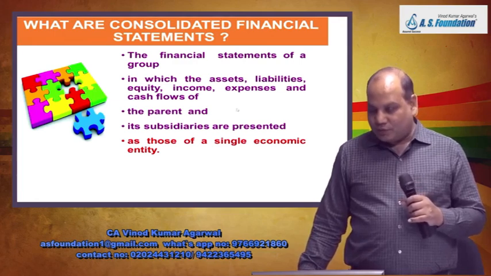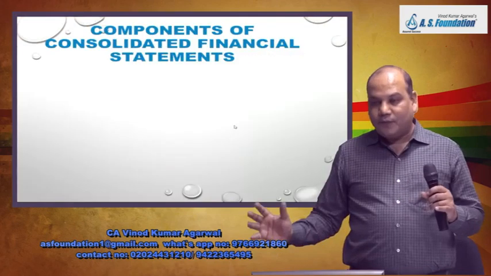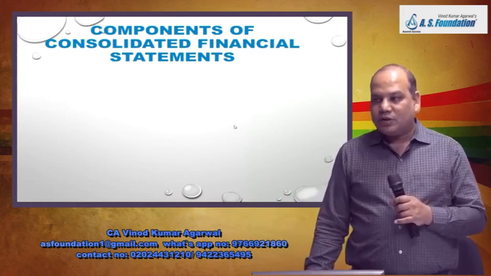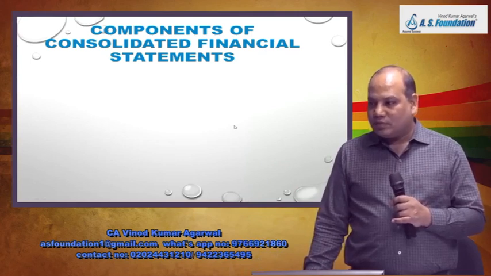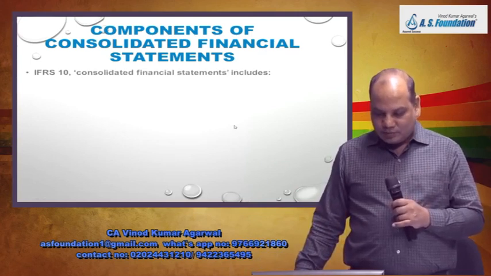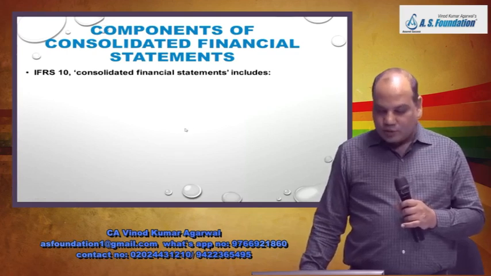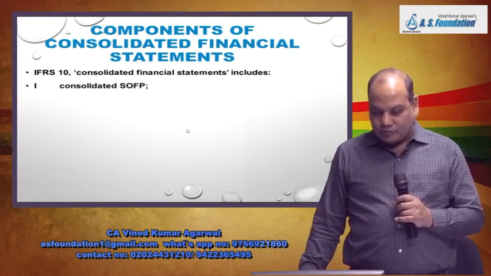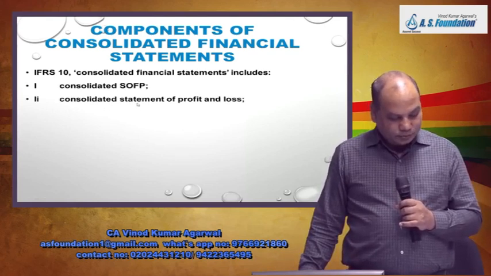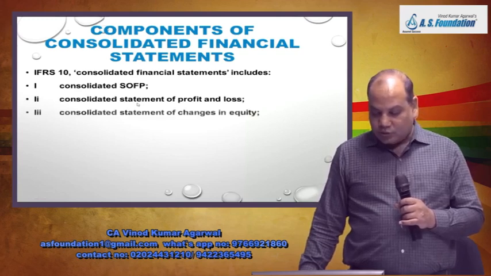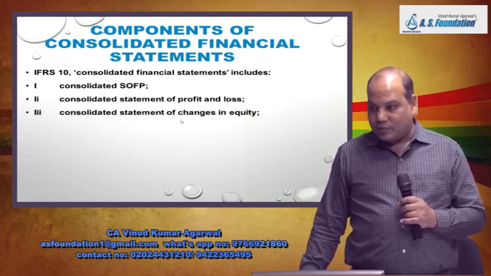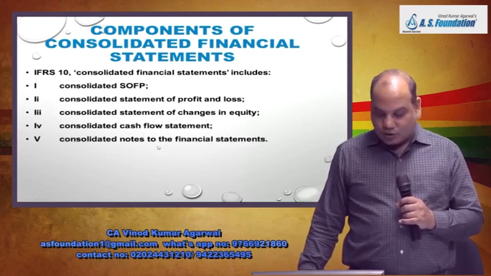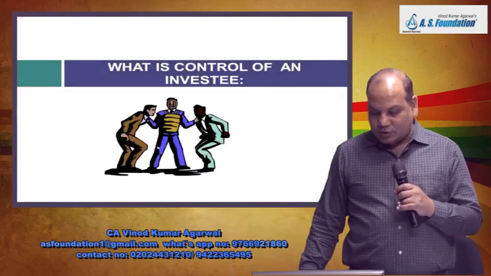as if it is a single economic entity. That is the beauty of CFS. Even though in form there are 2 entities, 3 entities, the financial statement is prepared as if it is one single economic entity. And what are the components of consolidated financial statements? Same, 5 components. Consolidated SOFP, consolidated SOPL, consolidated statement of changes in equity, consolidated cash flow statement and consolidated notes to the financial statements.